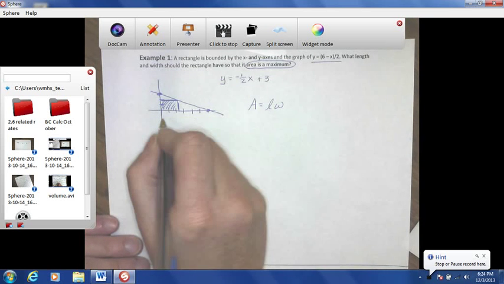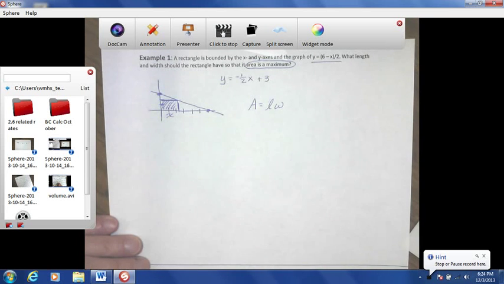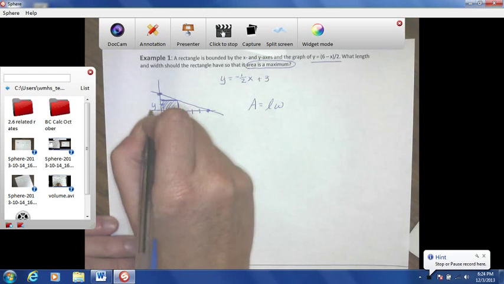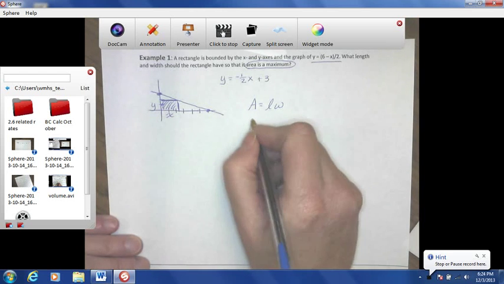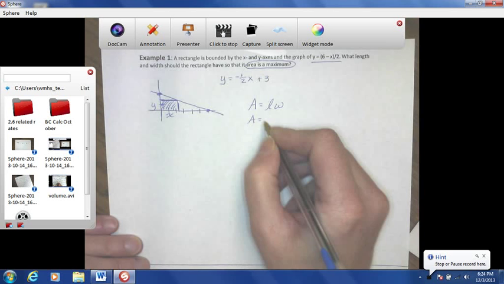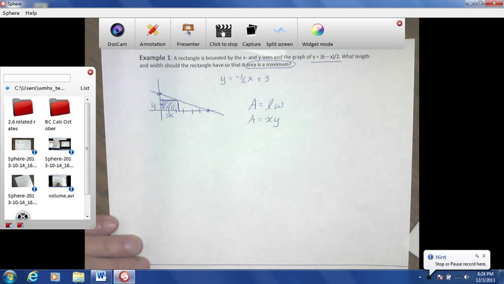However, in this case, the length is going to be x, and the width of it, or the height of it, is going to be y. So I'm going to transfer my formula to be in terms of x's and y's. So A is equal to x times y. Now, at this time, we have two independent variables in there. We have the x and the y.